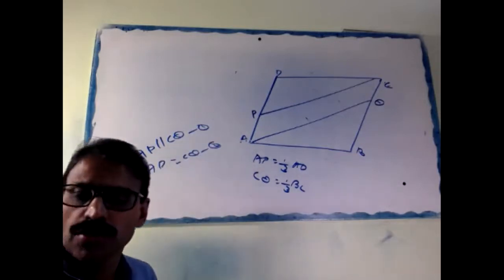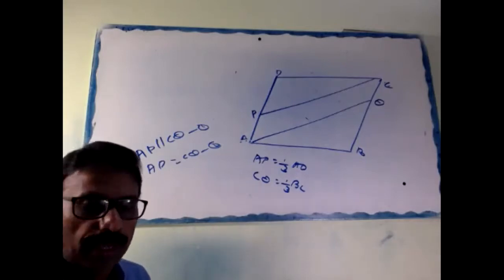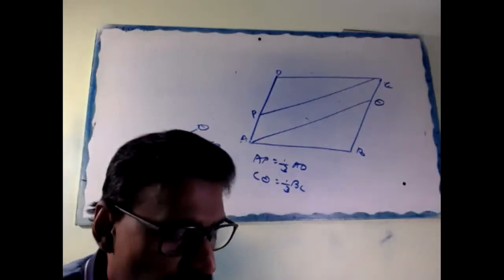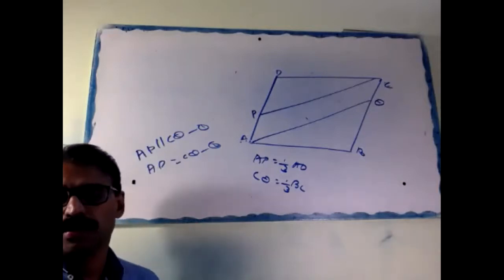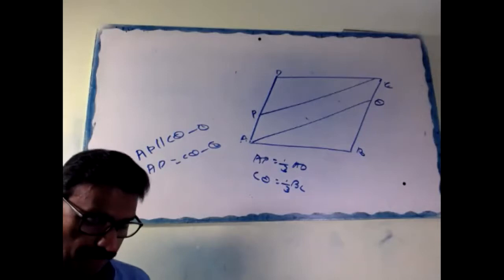Number two. So what? APCQ is a parallelogram. Why? A pair of opposite sides is equal and parallel.